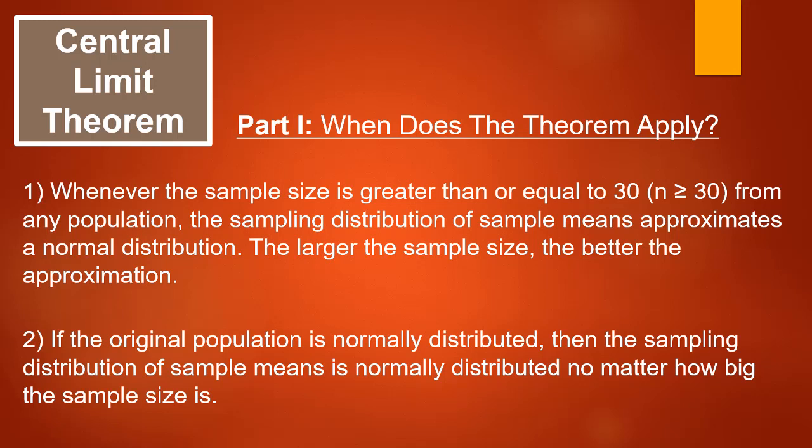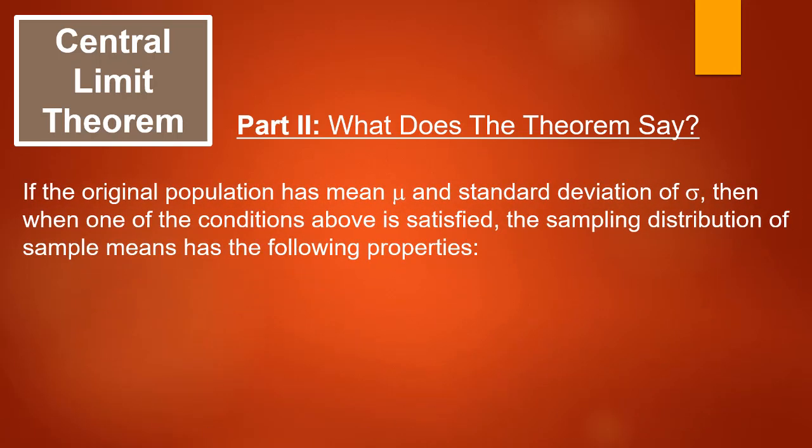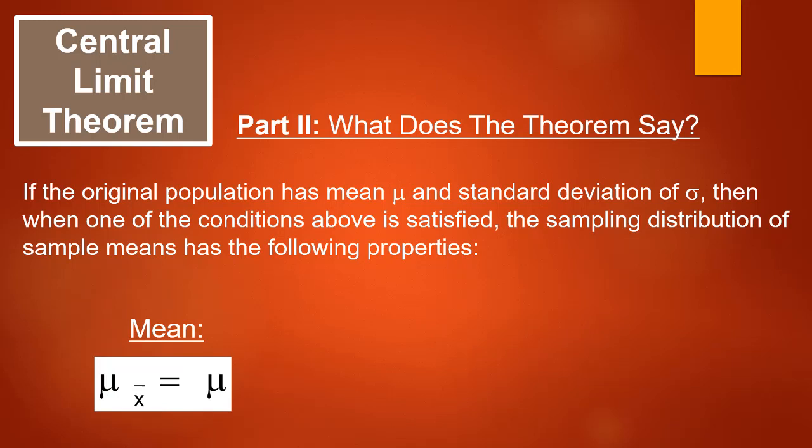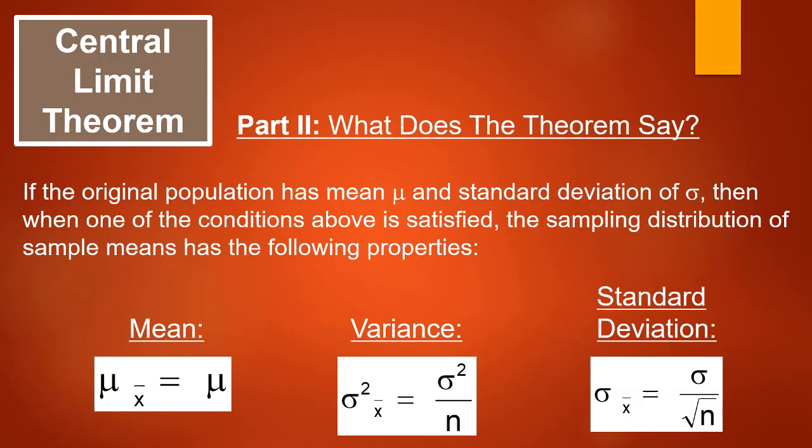So the part two of this is, what does the theorem actually say? Well, what it says is that if the original population has a mean of mu and a standard deviation of sigma, then when one of the above conditions is satisfied, the sampling distribution of sample means has the following properties. The mean is mu of x bar, and that's going to equal mu, which is the population mean. For the variance, you have sigma squared of x bar will equal sigma squared over n. And for the standard deviation, sigma of x bar will equal sigma divided by the square root of n. So the central limit theorem just basically locks in those ideas from the sampling distribution of sample means. Now this value that we see at the end, this sigma of x bar, it has another name.